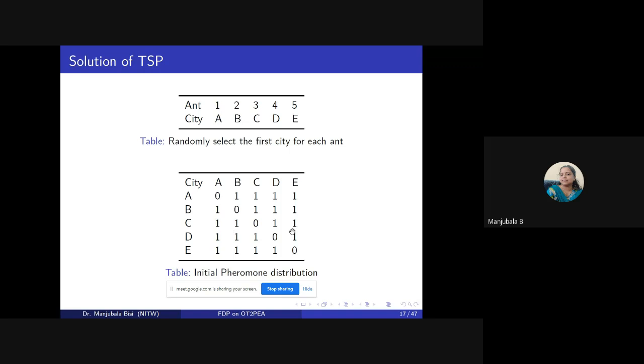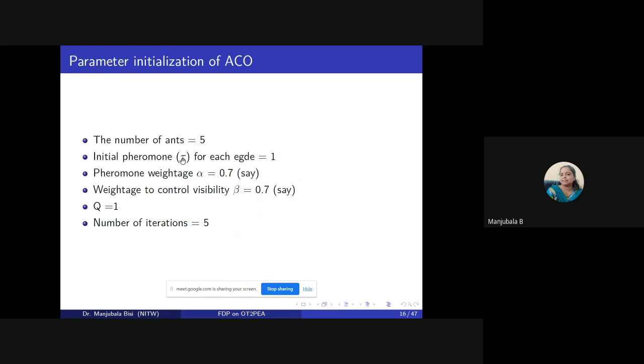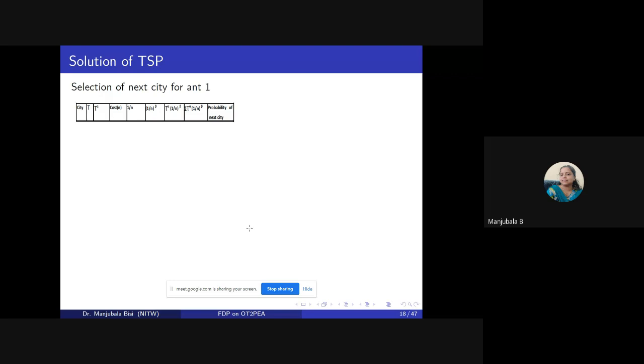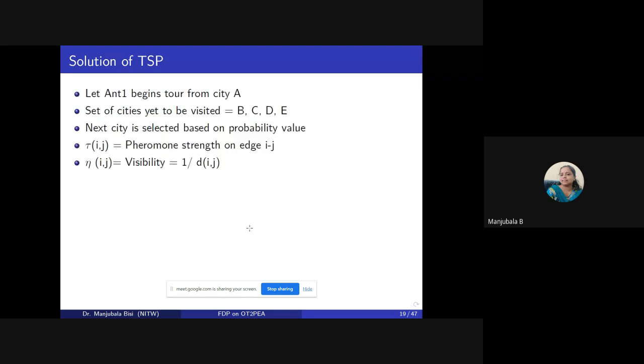So this is the pheromone distribution. Pheromone strength, I told you, the initial pheromone value is 1. Initial pheromone tau for each edge we have considered 1. We are not doing anything about the diagonal. Next, what you have to do? I will show you the calculation for one ant only. The same thing you have to repeat for ants 2 to 5, right?